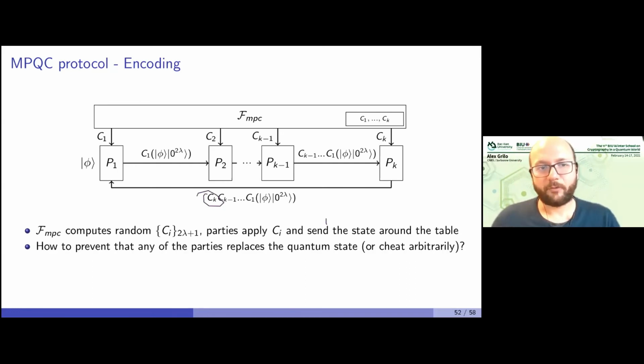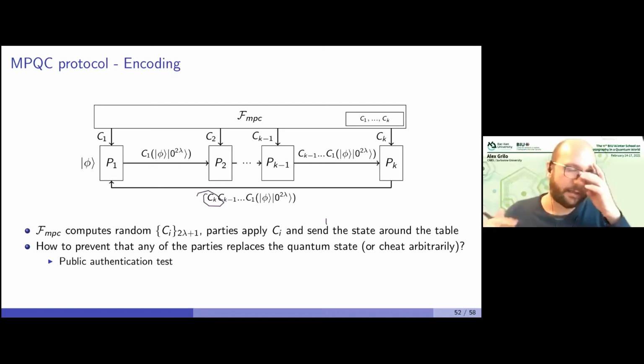But the point is, because of no cloning, we need to pass this quantum state sequentially to everyone and then have it back to P1. Then the question is, how can we be sure that nobody tampered with the state, or replaced it with a different one, or did something that they should not have done? For that we have our public authentication test.